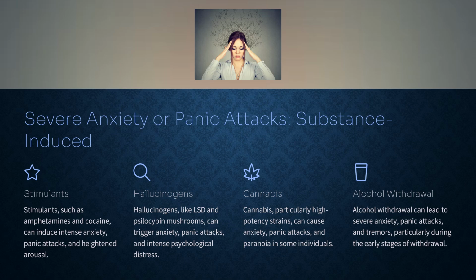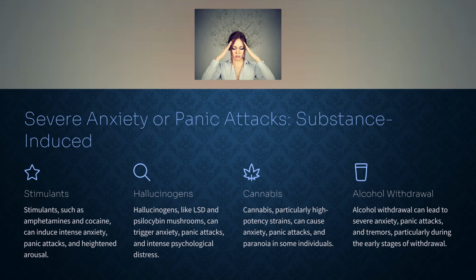Okay. Now, sometimes a patient may present with severe anxiety or panic attacks. So again, if you look at it superficially, everything will look the same. Psychosis will also look very similar to anxiety or panic attacks. So you have to differentiate it. Anxiety or panic attacks can also be substance induced.